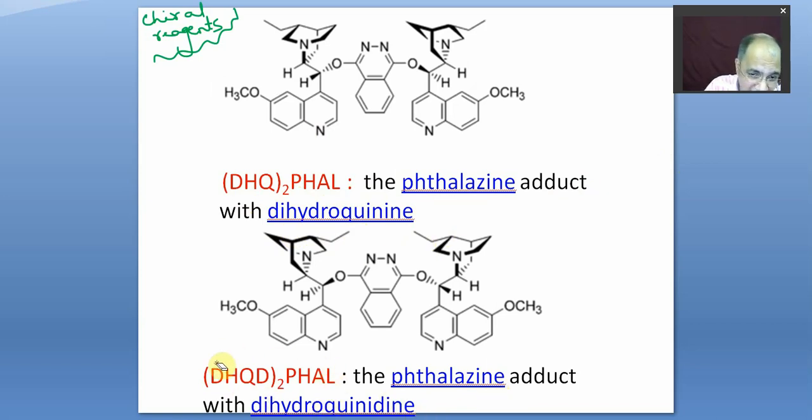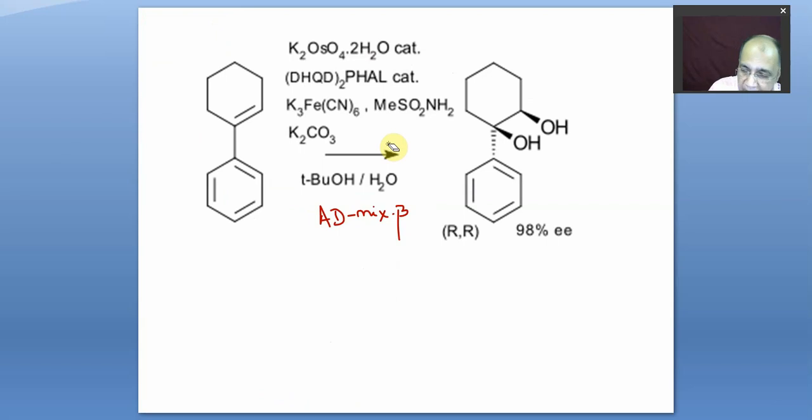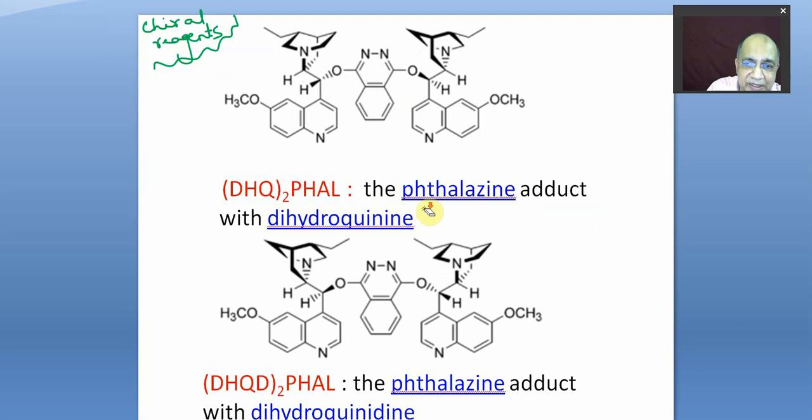So this is a constituent of AD-mix beta, and this is a constituent of AD-mix alpha, and AD-mix beta goes in one direction, favors almost exclusively one enantiomer. This favors the formation of the other enantiomer. These are chiral reagents. In fact, they are chiral ligands which are bonded to some transition metal ions like osmium, right?